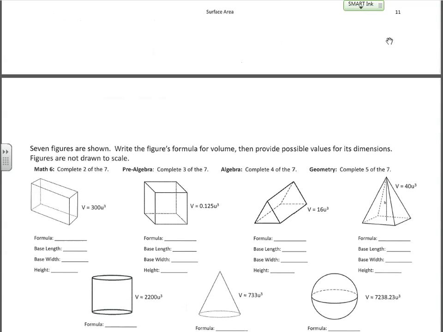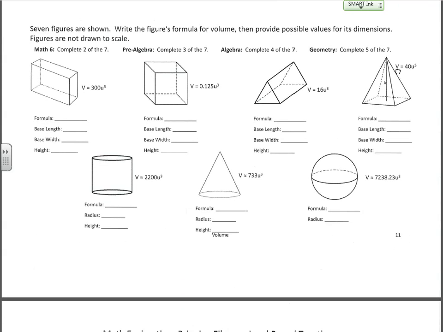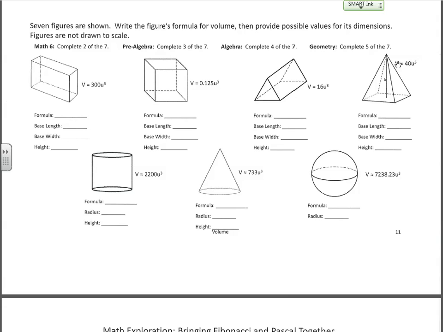Next one, the Magnificent 7, for which I give you the volume for 7 solids we talked about this year. You need to give me the formula and the values of the sides or the height or the radius or whatever that brings us to the given volume. And you have to do 3 of those 7.